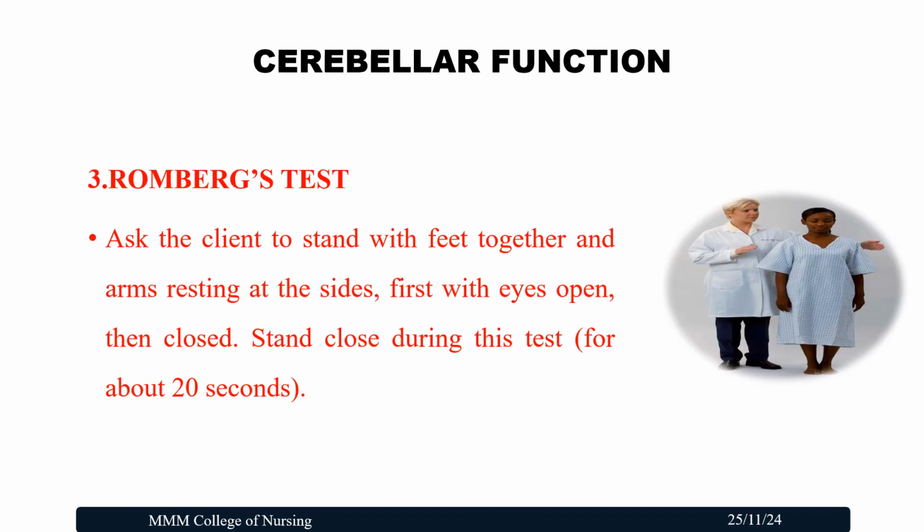In the cerebellar test, the third one is the Romberg test. Here, ask the patient to stand with the feet together and arms resting at the sides, first with the eyes open, then closed. Stand close during this test, for about 20 seconds, to check.